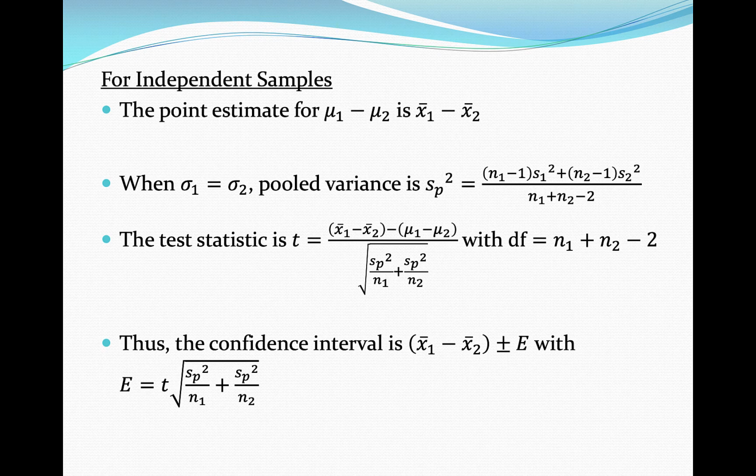This means for a confidence interval, we take our point estimate. Our point estimate here is x bar 1 minus x bar 2, and we add and subtract e. And then from that, in order to get e, we just take t times the standard error. The standard error is always the denominator of our test statistic. So as you can see, it's that square root that comes from the denominator of our test statistic. And that's basically the process.